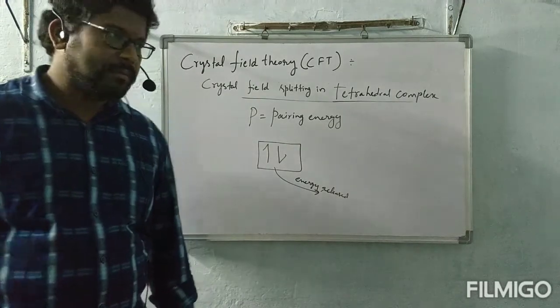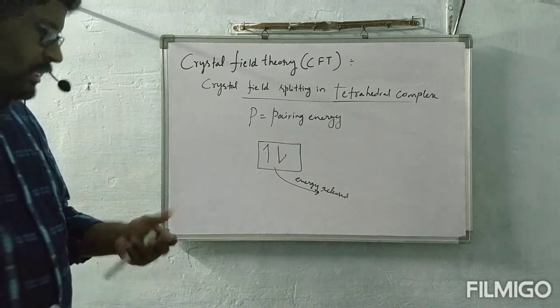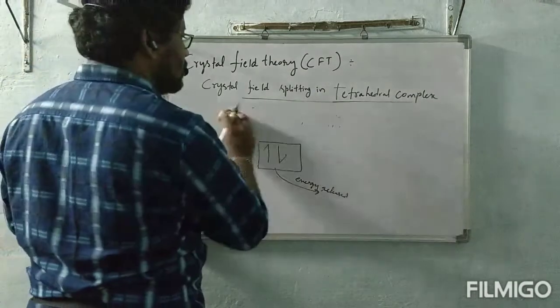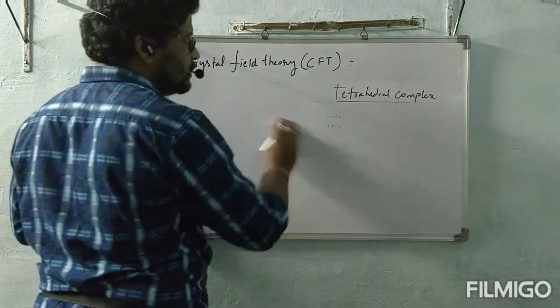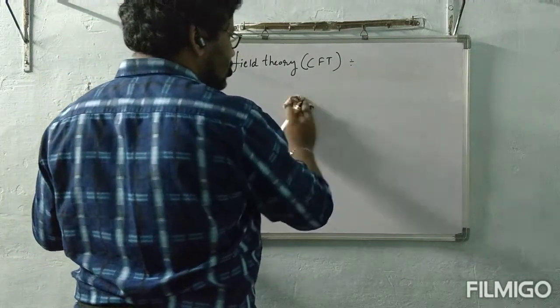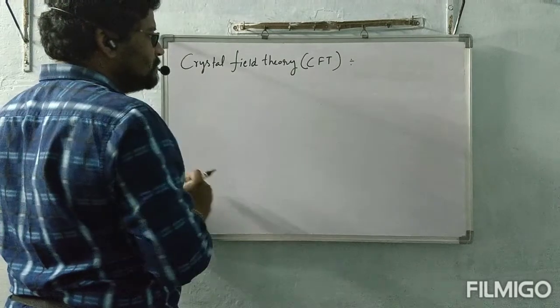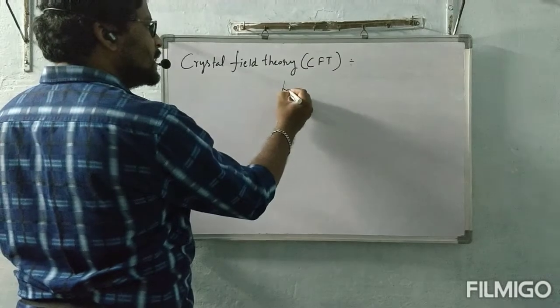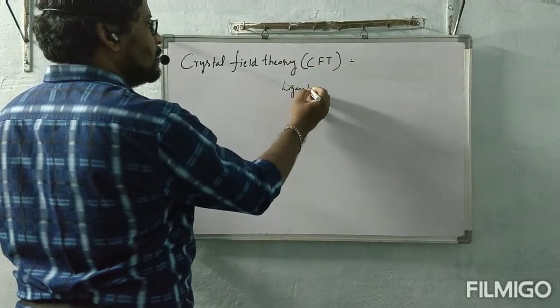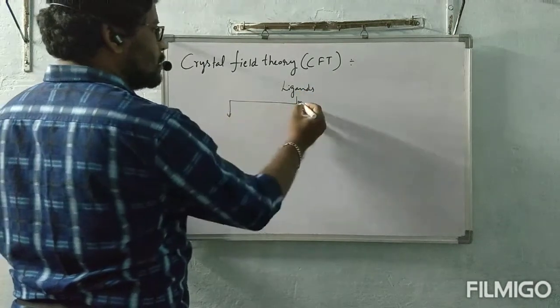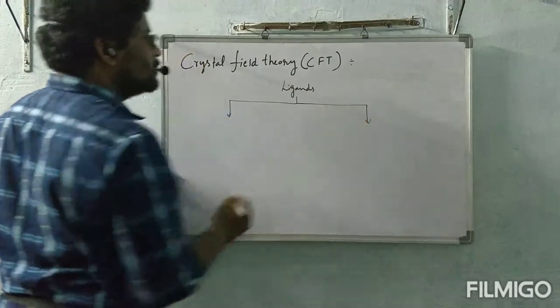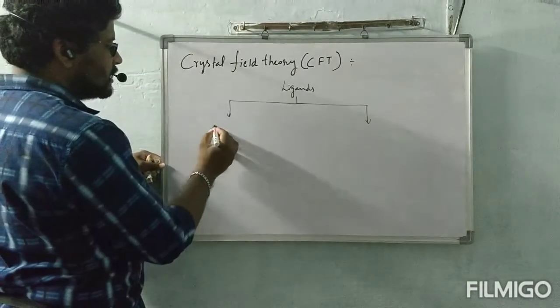Now, see carefully. Splitting diagrams are over for the octahedral and tetrahedral complexes, and this theory divides ligands into two categories. Those are strong field ligands and weak field ligands.